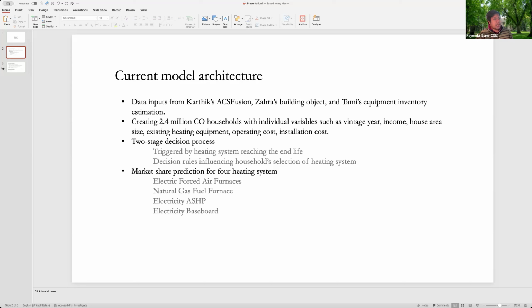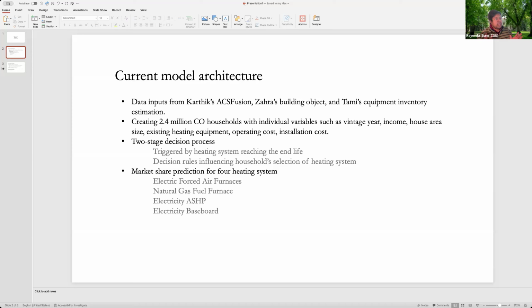So the current ABM model has the ability to extract data sets from association data that Karthik and Narsima developed. Zara has developed a building object data set that gives us an estimation of the energy requirement depending on unique values for household area size, and also different price variabilities for fuel used for HVAC system. And Tammy has provided an equipment inventory data distribution that gives us an age distribution for the household level equipment system.